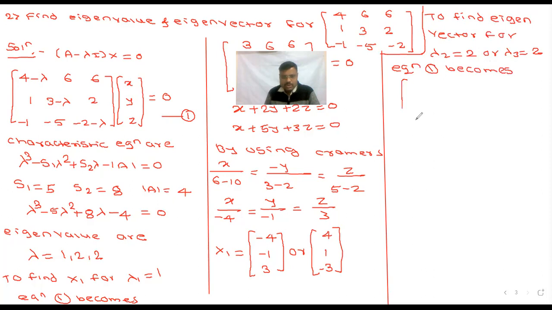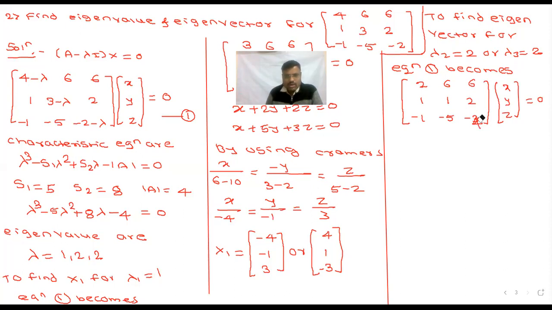what is equation 1? Put lambda equal to 2. 2, 6, 6, 1, 1, 2, minus 1, minus 5, minus 4. Minus 4, sir. No, no, sir. Minus 4. Okay, sorry, minus 4.